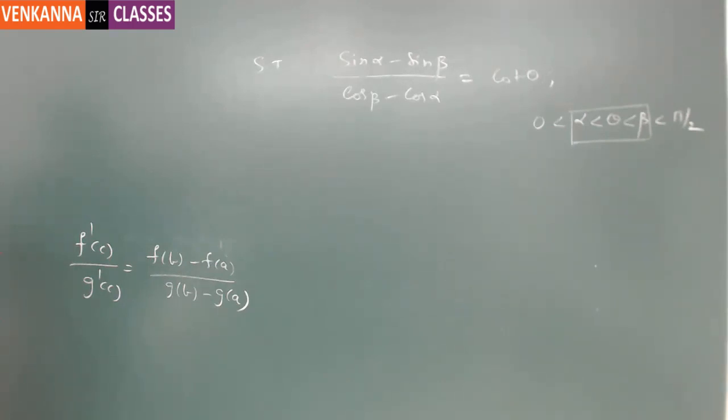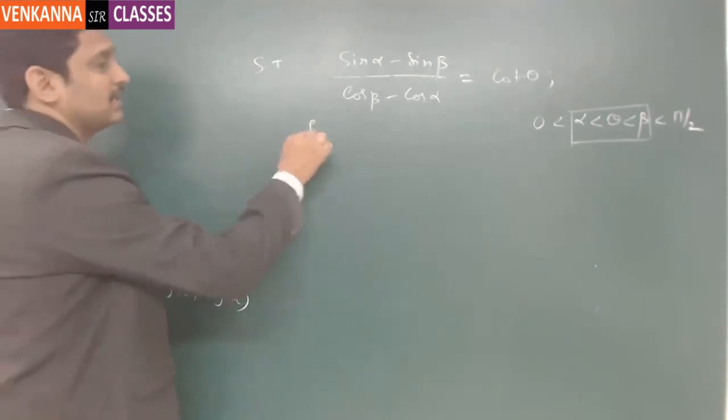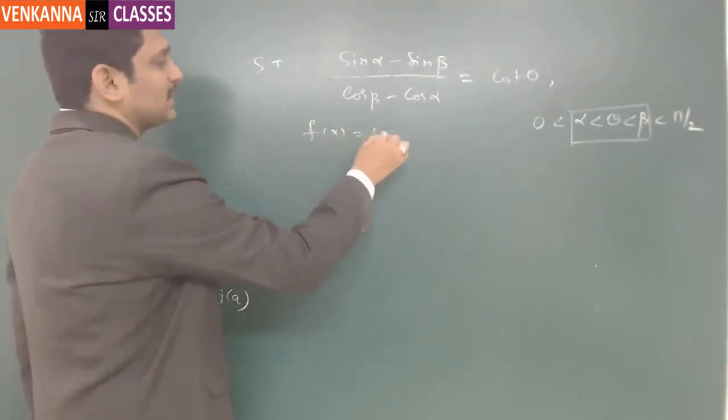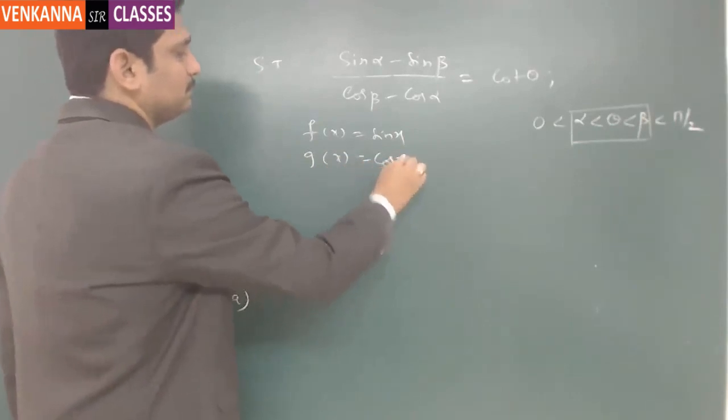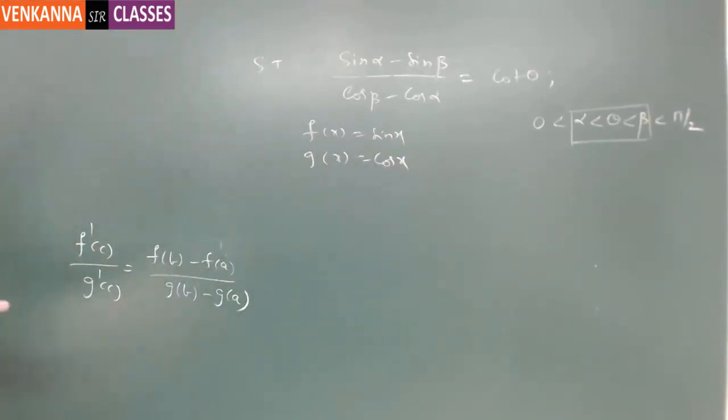So we won't consider 0 to pi by 2, we consider alpha beta. Then only this type of fraction will come. So we're going to take f of x is equal to sin x, g of x is equal to cos x, as per the numerator and denominator considered.